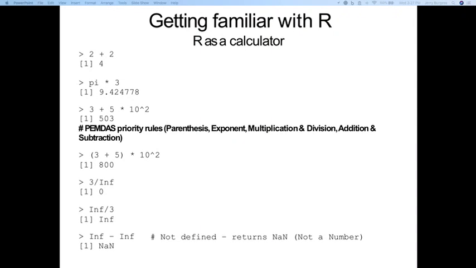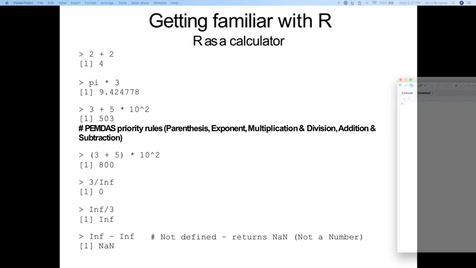Good afternoon, folks. Today we're going to explore how to get more familiar with R as a calculator. R can easily add things like 2 plus 2 or pi times 3, etc. Just remember to always use your PEMDAS priority rules: parentheses, exponents, multiplication, division as well. And there are a few unusual characters that R can use, such as Inf, which stands for infinity. So any number divided by infinity returns 0.